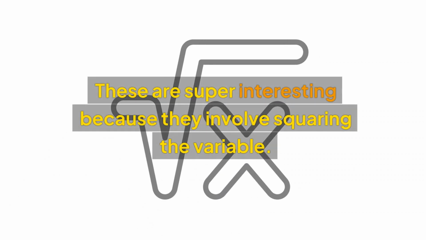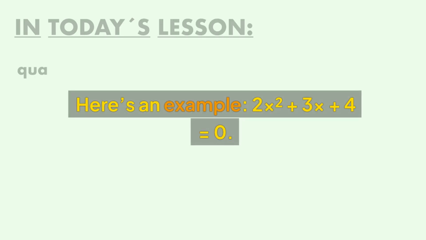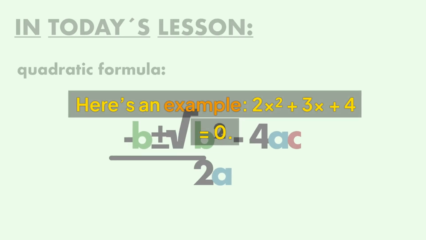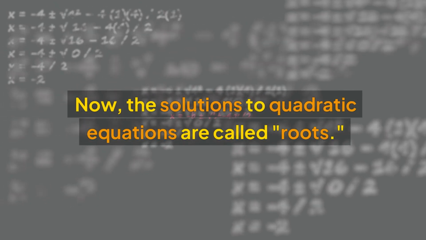These are super interesting because they involve squaring the variable: ax squared plus bx plus c equals 0. Here's an example, 2x squared plus 3x plus 4 equals 0. Now, the solutions to quadratic equations are called roots.